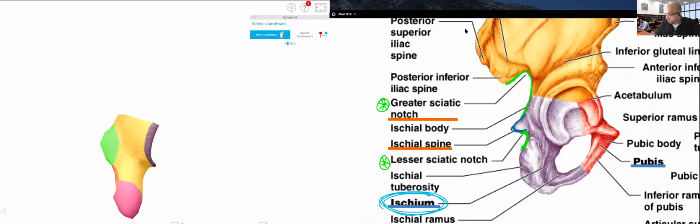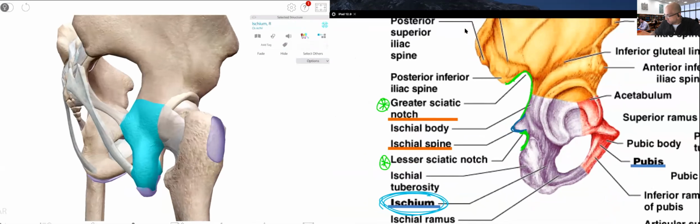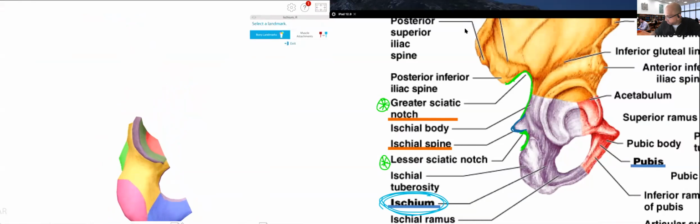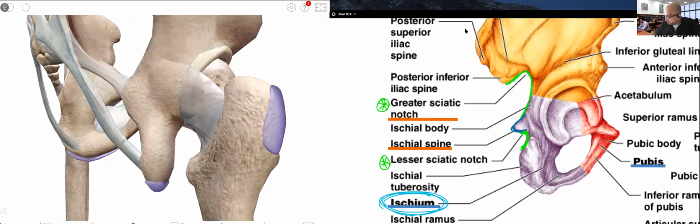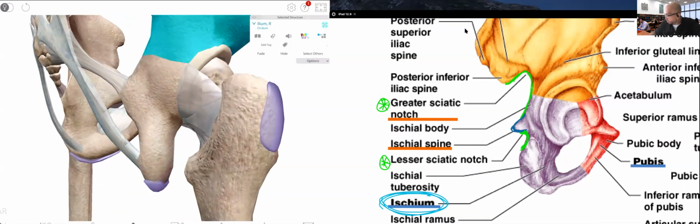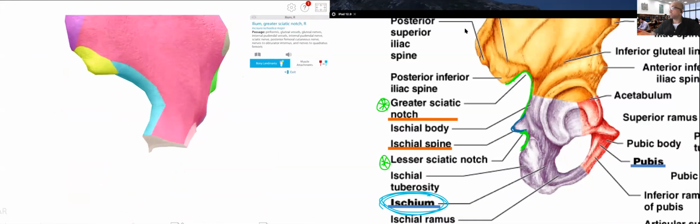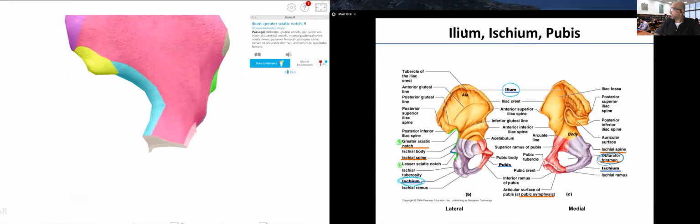So again, this is going to be my ischial spine. Below it, I have my lesser sciatic notch. And above it here, as part of the iliac bone, I will see this large fossa above the ischial spine. This is my greater sciatic notch. Those are pretty much all the important markings that we need to know.